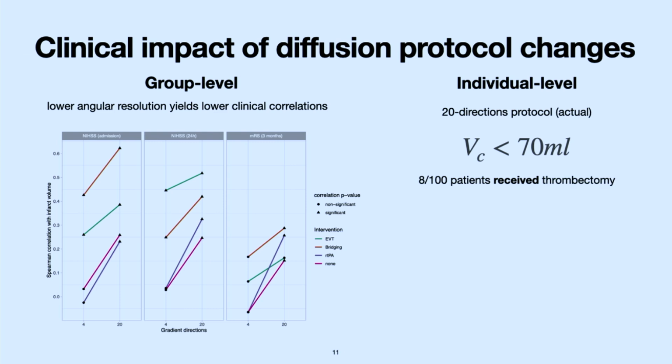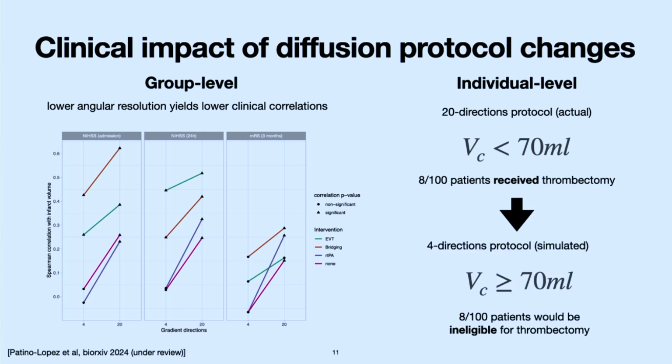If you switch them artificially with this simulation to 4 directions, then these 8 patients would be ineligible for thrombectomy because they don't meet the threshold that the size is small enough. And so this 8 out of 100 is a lot. You think that these people could be receiving life-saving therapy, and they're not, and that's a big problem. Okay? And so what is the solution?